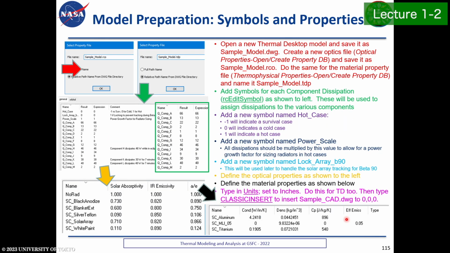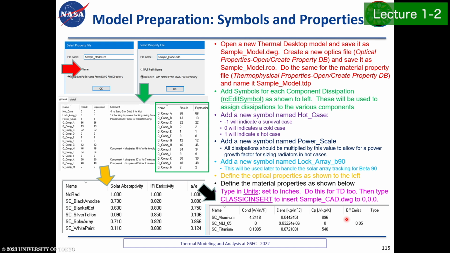All right, so when you're starting a model, even before you have any CAD in there, you want to clean up some things. So you'd open up a new model, save it as something, create the optical properties that you think you're going to need. Very often you'll import them from a previous mission. Nobody wants to always enter a new black paint or a new silver Teflon or new white paint. So you go and get the properties that you used from the last one.